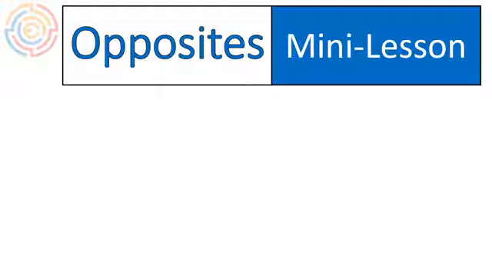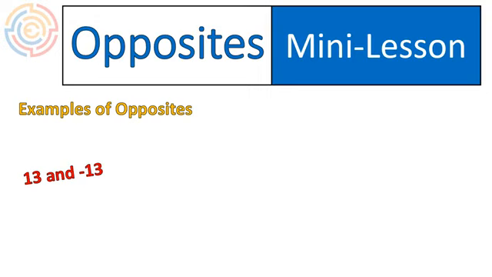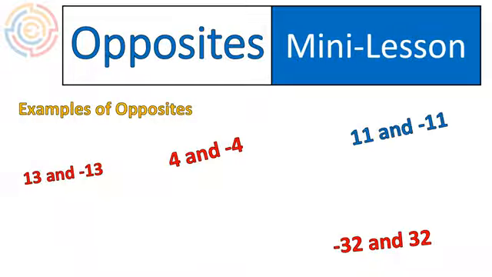Let's get started. In our mini lesson, we are going over examples of opposites at first, just so we all know what an opposite number will look like. An example here is 13 and negative 13. These are opposites. 4 and negative 4 are also opposites. Negative 32 and positive 32 are opposites. Do you see a pattern here? If not, let's look at some more.